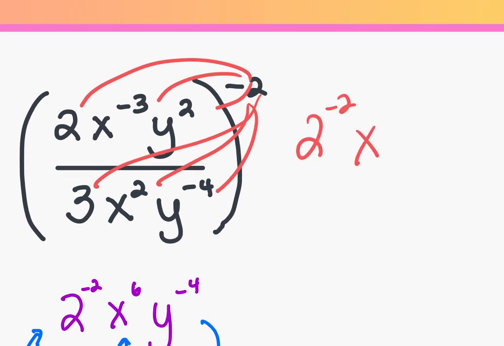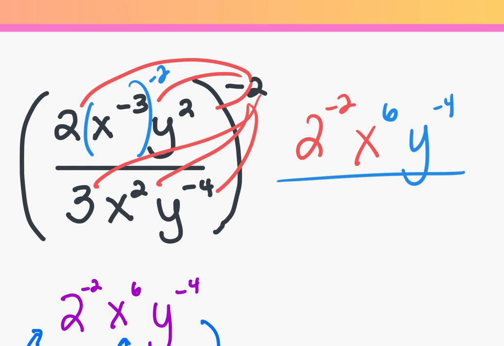X, when I raise a power to a power, what happens? Multiply. So this one, raised to a negative 2, means I get x to the 6. Now I don't have to move that one. And then I'd get y to the 2nd raised to the negative 2nd. So it's y to the negative 4th. And then the negative 2 gets on the exponents in the bottom too. So 3 to the negative 2. X to the 2nd raised to the negative 2 is x to the negative 4th. Y to the negative 4th raised to the negative 2 is y to the 8th.